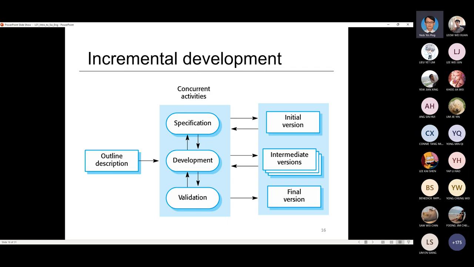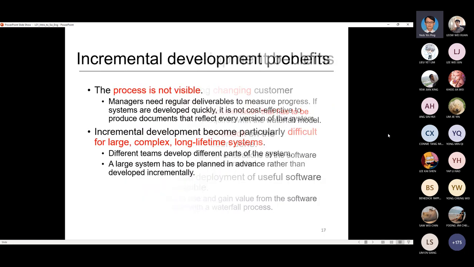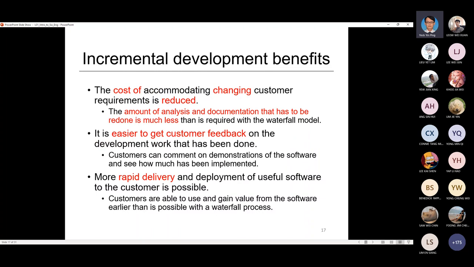Okay, so do not worry so much about this. I give you some guidelines first, so at least you understand the model. Then when we move on, you will understand it better. So for the incremental deployment model, the benefit is that the cost of changing is reduced because we get familiar with your customer's requirement. The amount of analysis and documentation that needs to be done could be less, because the customer is always along with you, giving comments. By the time you move on, you will be familiar with the customer's requirement, it is easy to get customer feedback all the while, and you should be able to deliver your product as quickly as possible.